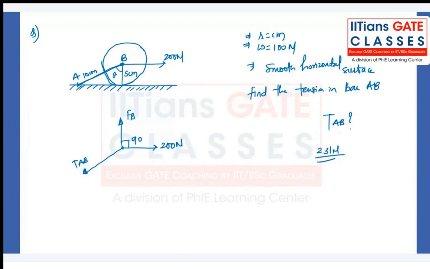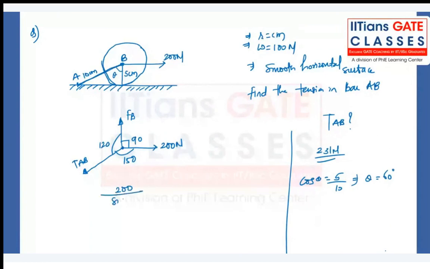So cos of theta will be base divided by hypotenuse, so theta is 60 degrees, right? So this total angle has to be 90 plus 60, which is 150. So the remaining angle will be 120. Now use Lami's theorem: 200 divided by sine of 120 is equal to FB divided by sine of 150, and that is equal to TAB divided by sine of 90. So TAB you can easily calculate by this.